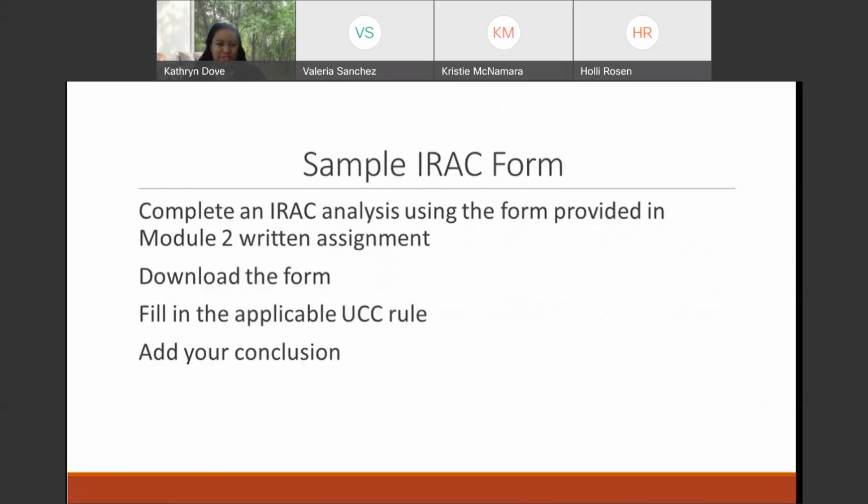So I just showed you the sample IRAC form that's provided in the Module 2 written assignment. You simply download the form, fill in with the applicable UCC rules, and add your conclusion. If you're looking for the rules, they're in Chapter 12 in the textbook. You could also Google the UCC and come up with the UCC rule that way as well. All the UCC provisions are on the open web, along with everything else that's ever happened in the eternity of time.